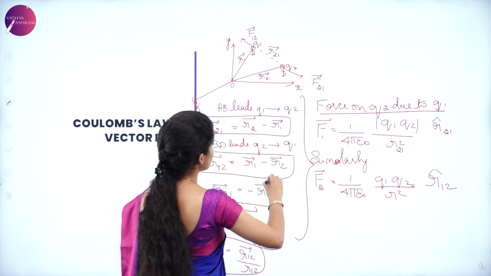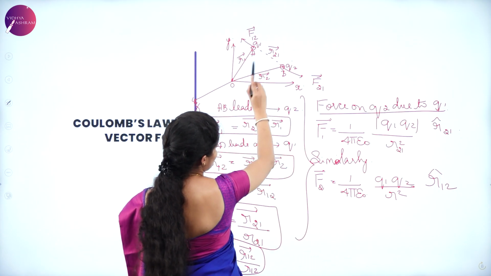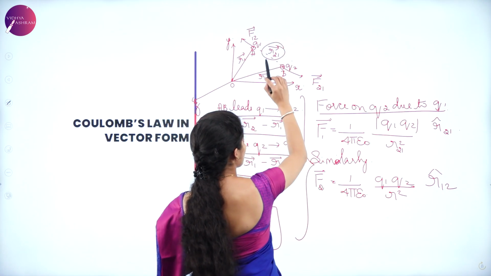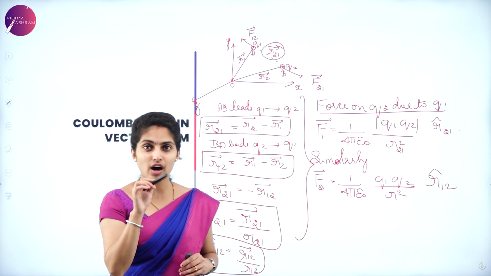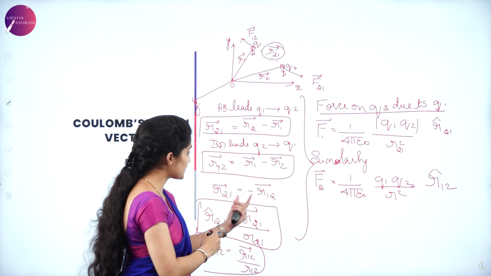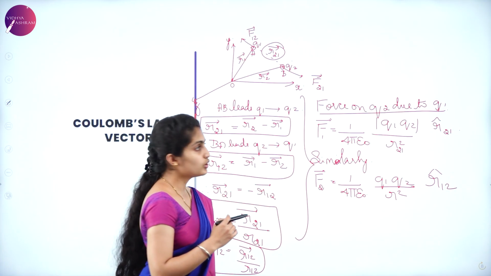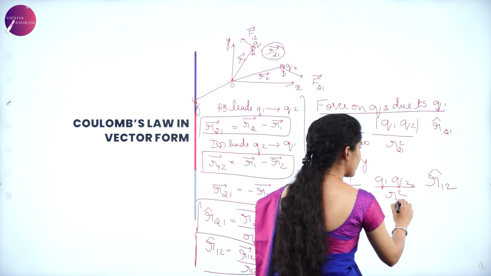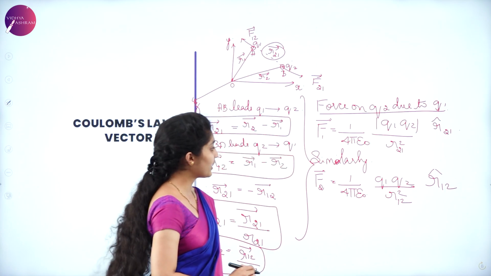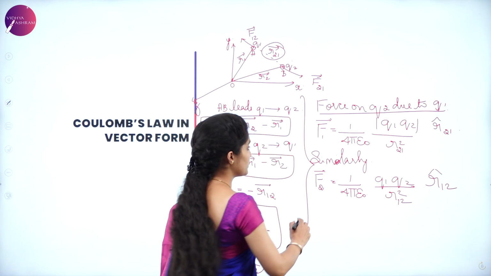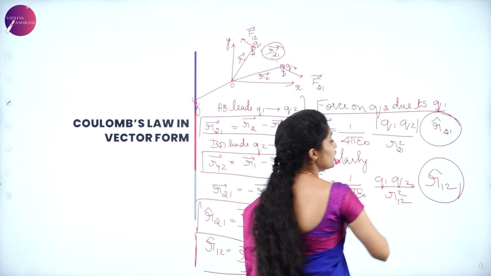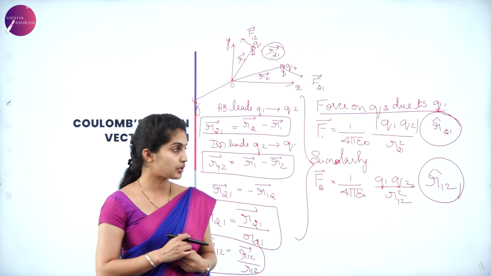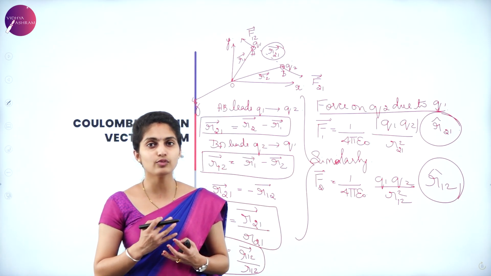R21 square, because it's like Q1 acting upon Q2. So we have along this position R21 vector, and similarly Q2 acting upon Q1, that is negative of R21. Negative of R21 means it is opposite, and that is nothing but R12. So here we have F2 is equal to 1 by 4 pi epsilon naught Q1 Q2, 1 by R12 square and R12 cap. These are the unit vectors which are just used to balance the vector form of any equation. I hope you are clear with Coulomb's law in vector form.